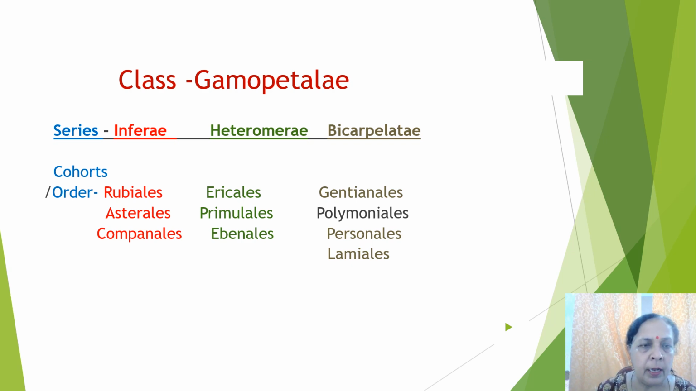Class Gamopetalae is again divided into 3 series: Inferae, Heteromerae, and Bicarpellatae. Inferae consists of 3 orders: Rubiales, Asterales, and Campanales. Heteromerae consists of 3 orders: Ericales, Primulales, and Ebenales. And Bicarpellatae consists of 4 orders: Gentianales, Polemoniales, Personales, and Lamiales.